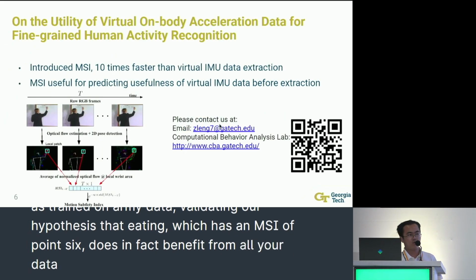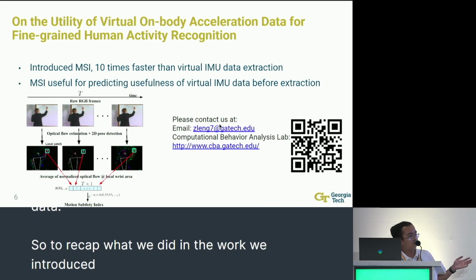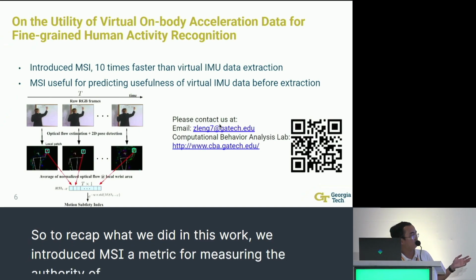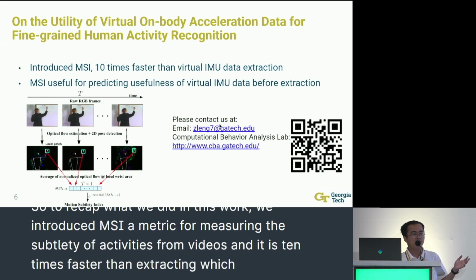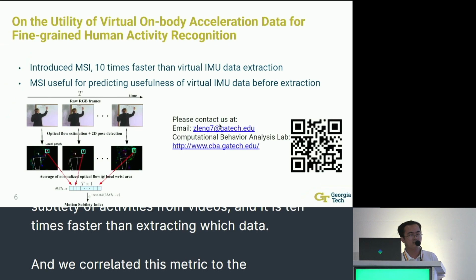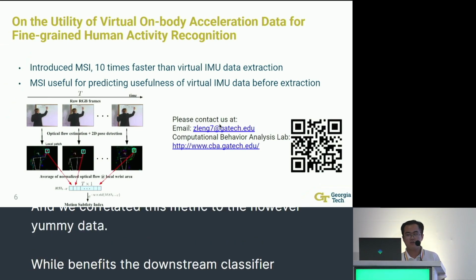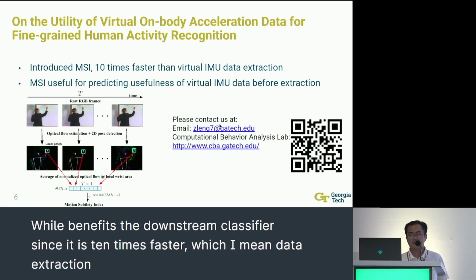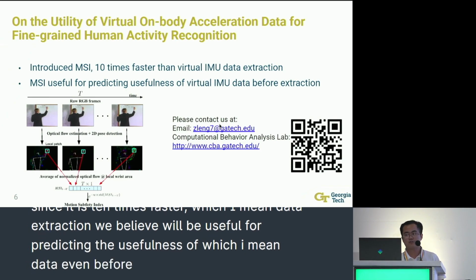To recap what we did in this work, we introduced MSI, a metric for measuring the subtlety of activities from videos, and it is 10 times faster than extracting virtual IMU data, and we correlated this metric to how well virtual IMU data will benefit the downstream classifier. Since it is 10 times faster than virtual IMU data extraction, we believe it will be useful for predicting the usefulness of virtual IMU data even before the virtual IMU data is extracted, to potentially save time and resources.